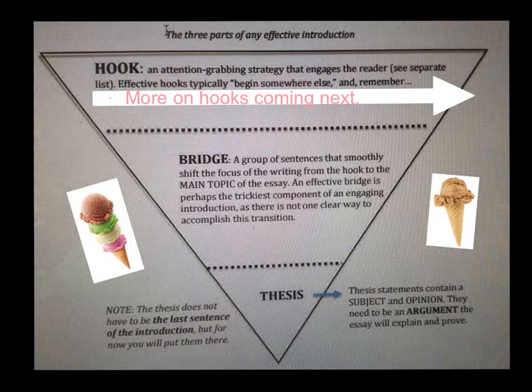The thesis or claim statement is the third and final part of the introduction. It does not always have to be the last sentence, but this is often where we put it, and we keep it there until we feel really comfortable in writing a solid introduction, and then we might experiment with moving it around a little bit. The claim statement or thesis statement contains a subject and an opinion. Sometimes someone says a subject and a claim. They need to be an argument, and the essay will explain that in an informational one or provide the evidence to support it in an argument.